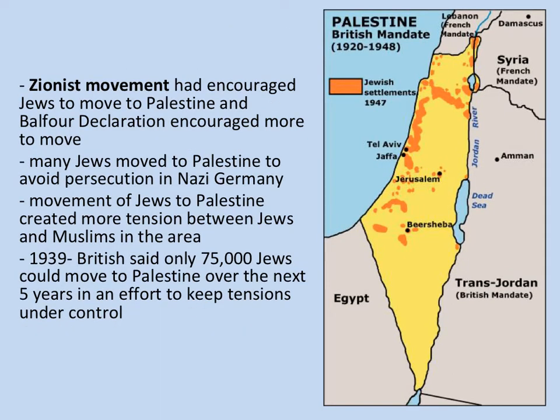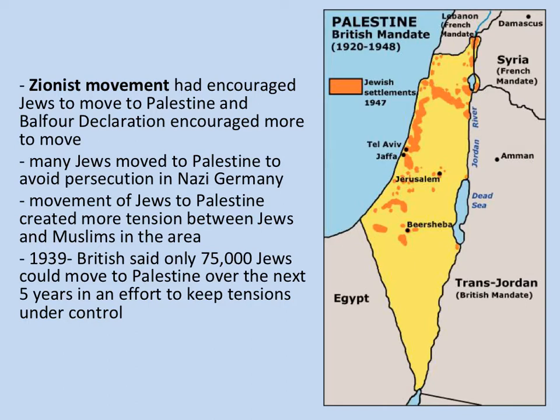There was also a movement during this time called the Zionist movement, which encouraged Jews to move to Palestine, and the Balfour Declaration encouraged this even more. So the Zionist movement basically promoted the idea that Jews should reclaim their homeland. And then this continued as we have the rise of Nazism in Germany in the 1930s and other totalitarian governments. A lot of Jews were moving from Europe to Palestine to escape persecution.